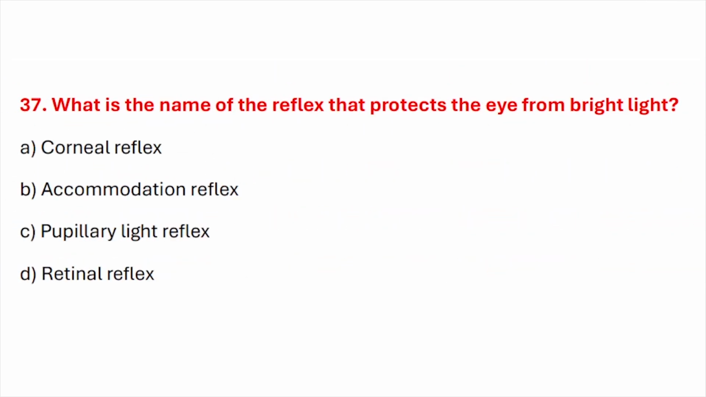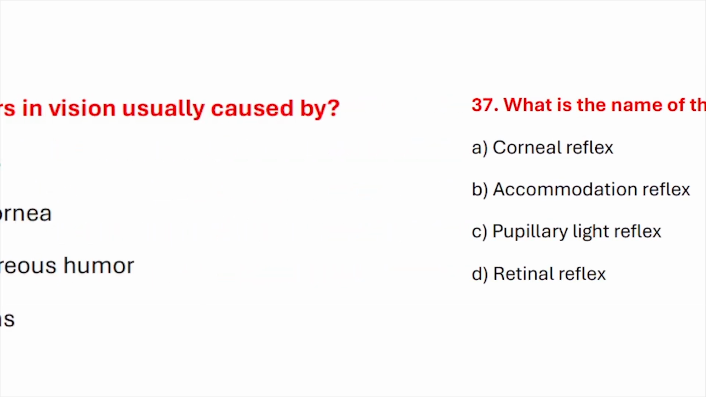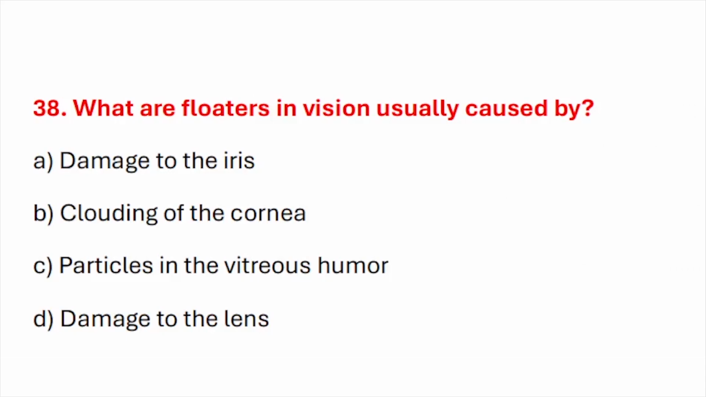Question number 37. What is the name of the reflex that protects the eye from bright light? Correct answer is option C, pupillary light reflex. Question number 38. What are floaters in vision usually caused by? Correct answer is option C, particles in the vitreous humor.